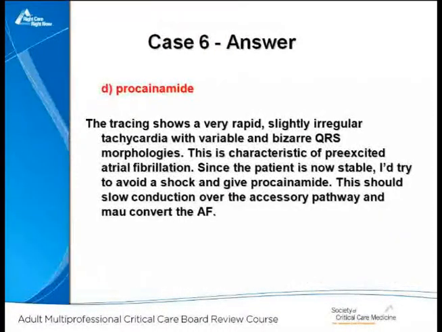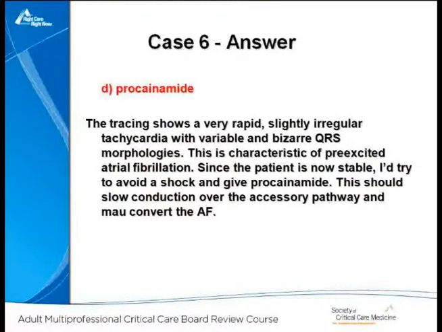So the prescribed treatment for this would be procainamide. The key thing is to recognize that this is pre-excited atrial fibrillation and that the patient is stable. If the patient was unstable, if I gave you the blood pressure was 80 and she was complaining of chest pain or fainted every time she sat up, you'd shock her. But in the absence of that, you put it together and you try the less invasive approach.